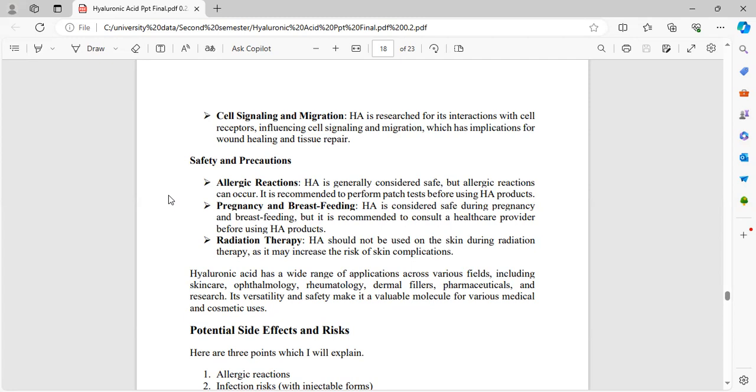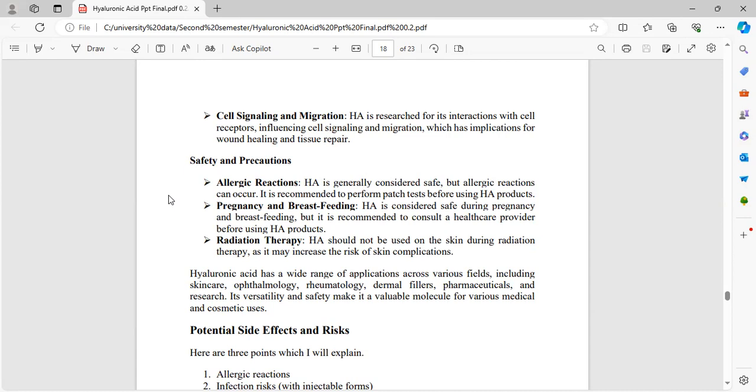Second one is pregnancy and breastfeeding. Hyaluronic acid is considered safe during pregnancy and breastfeeding, but it is recommended to consult a healthcare provider before using hyaluronic acid products. The third one is radiation therapy. Hyaluronic acid should not be used on the skin during radiation therapy, and it may increase the risk of skin complications.